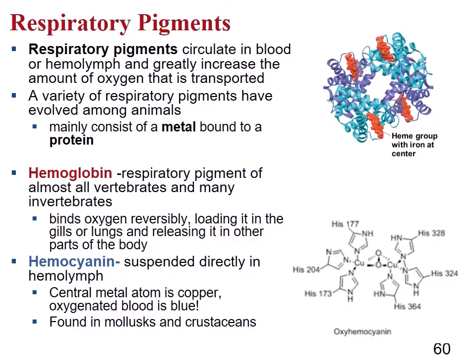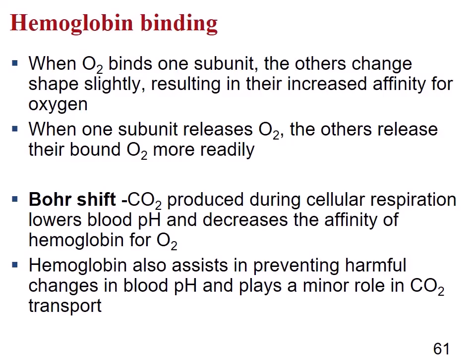Hemocyanin is not going to be in a red blood cell. It's directly in the hemolymph, and it's blue on the PowerPoint because the central atom is copper instead of iron like hemoglobin, and that makes oxygen-rich blood blue. This is found in mollusks and crustaceans. But we really, again, are mammal-centric here, so we're going to talk about hemoglobin.